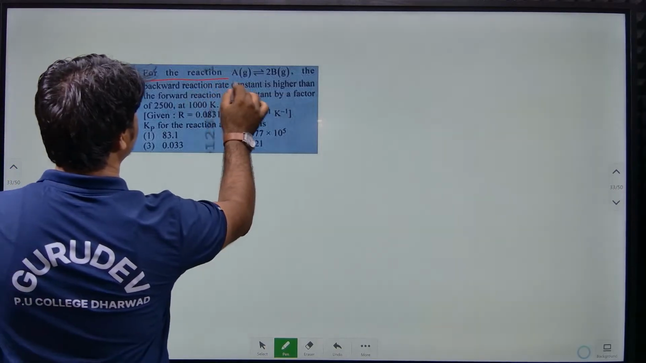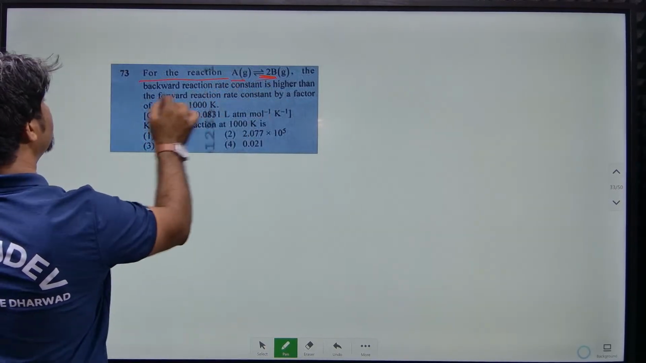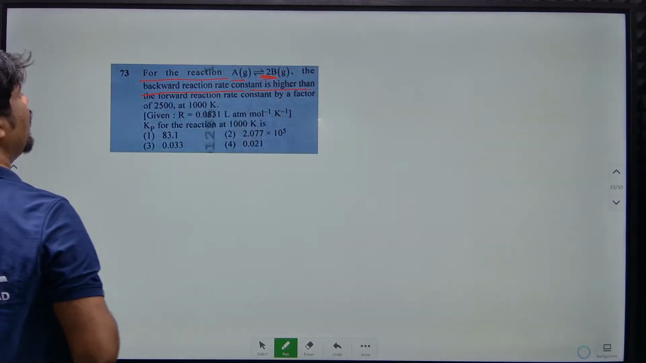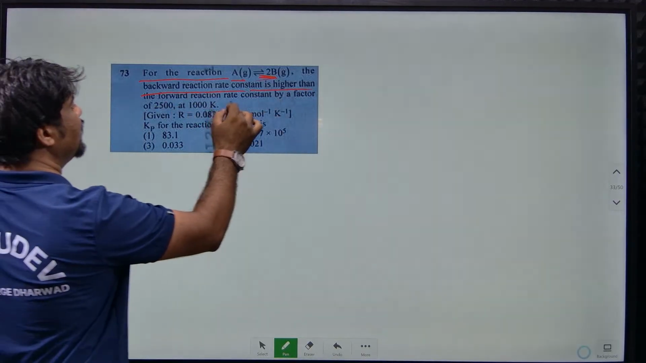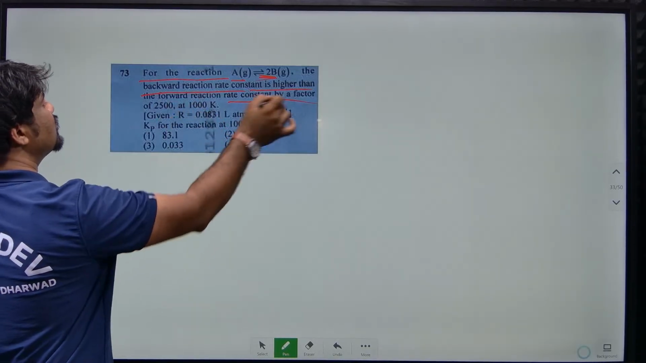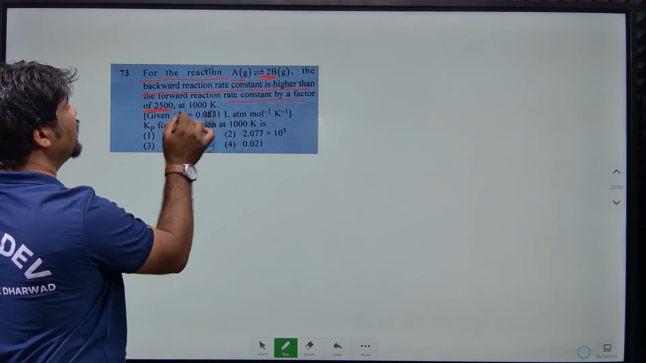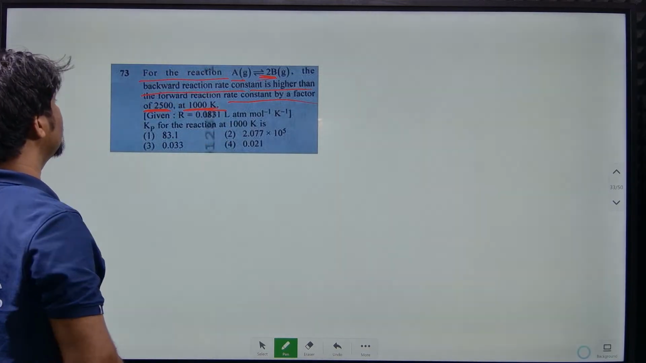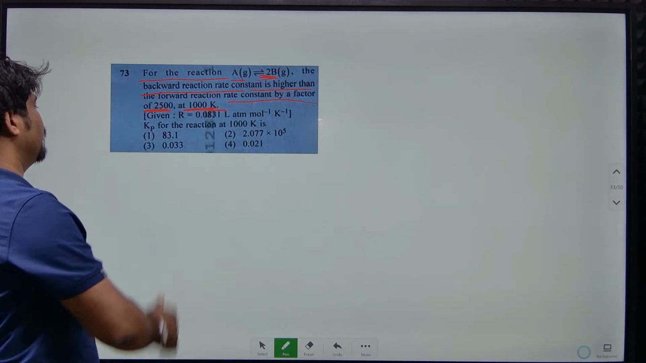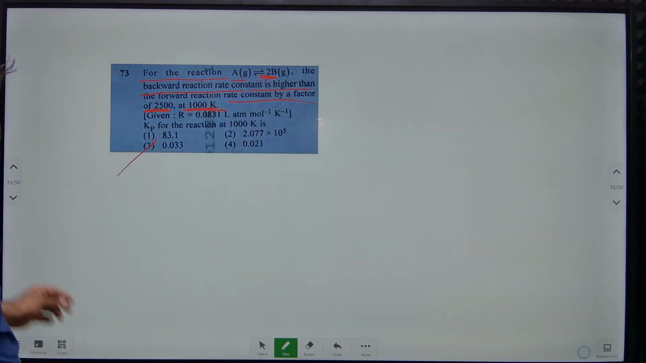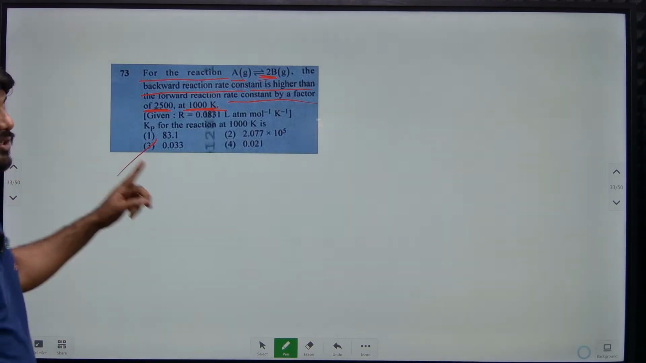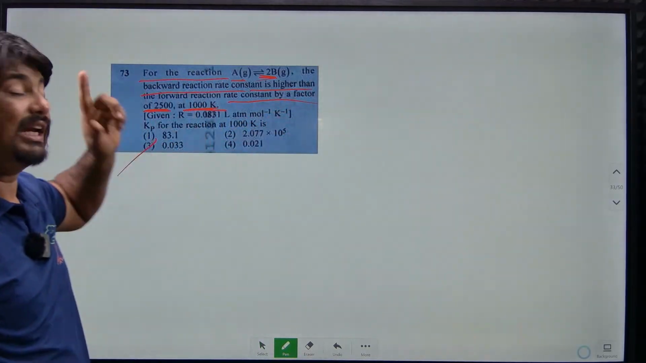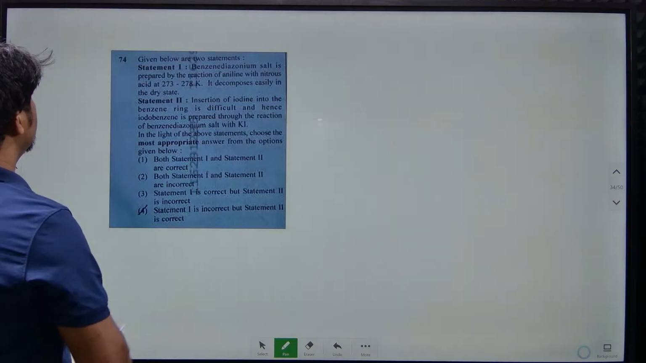For the reaction A is converted into 2B, the backward reaction rate constant is higher than that of the forward reaction. The rate constant factor of 2500 at 1000 Kelvin is? We need to solve it by using the rate of reaction concept. Then we get the answer, 0.033 is the right answer. Tomorrow I am going to solve this problem in detail in live streaming. Go to the next one.